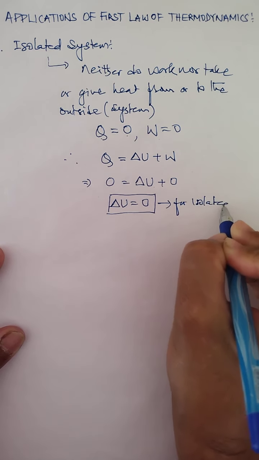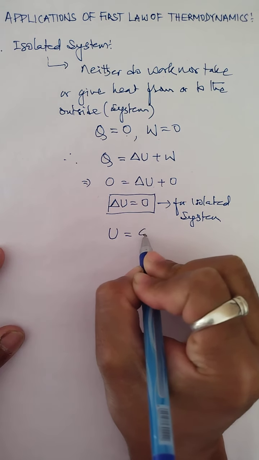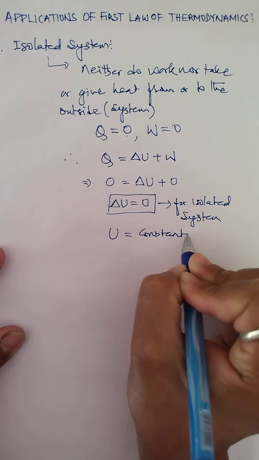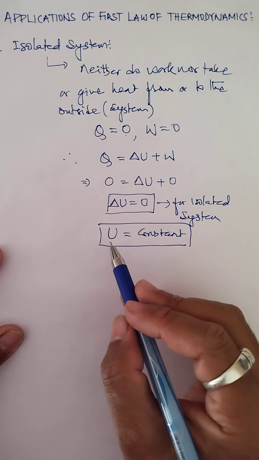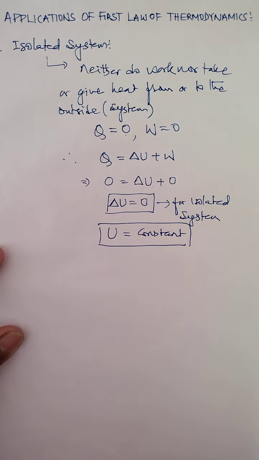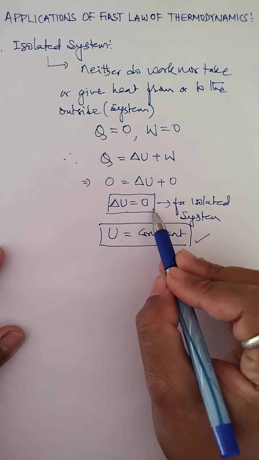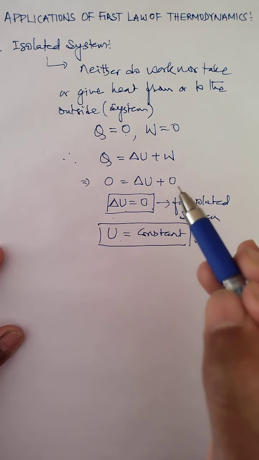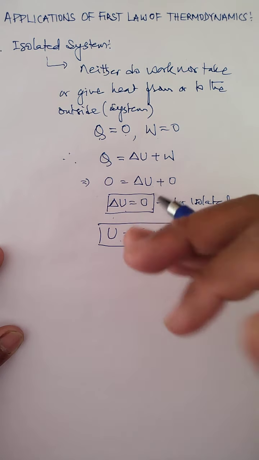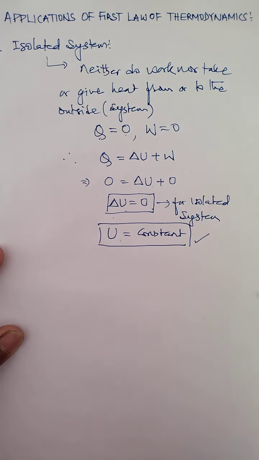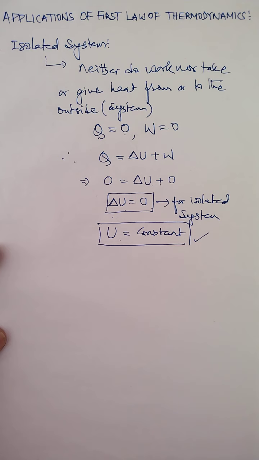So if the change in internal energy is 0 for an isolated system, then U remains constant. That means the internal energy remains constant under an isolated system, and the change in internal energy becomes 0. This is due to the heat: there is no heat exchange between the system and the surrounding, and there is no work done by the system. That's why such a system is called an isolated system. So this is application number 1 of the first law of thermodynamics.